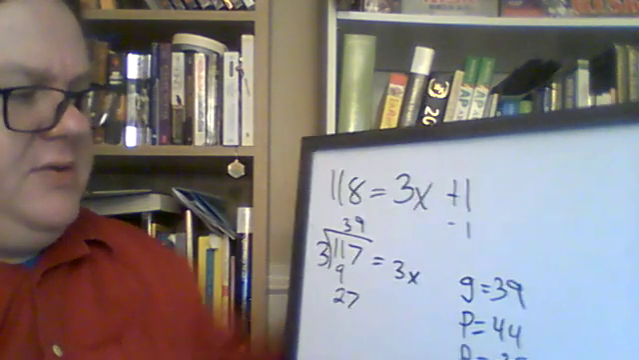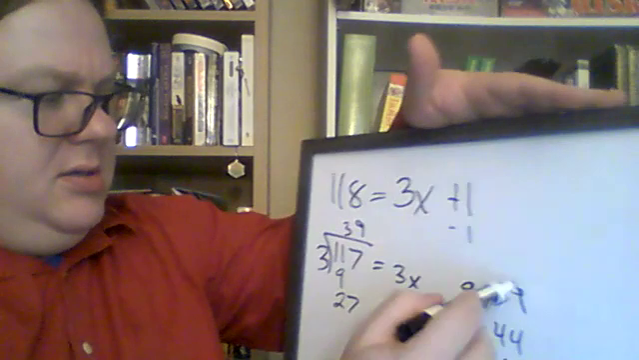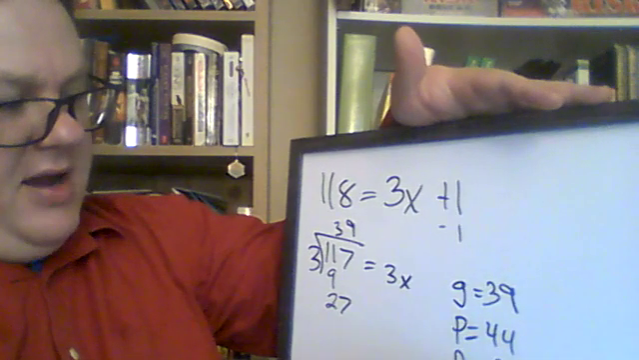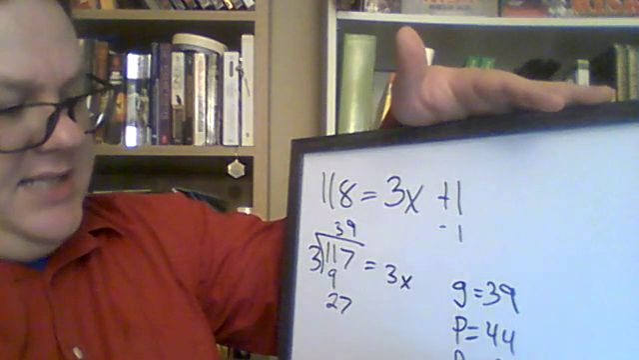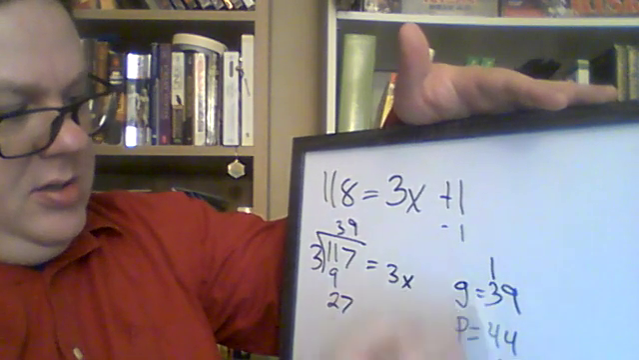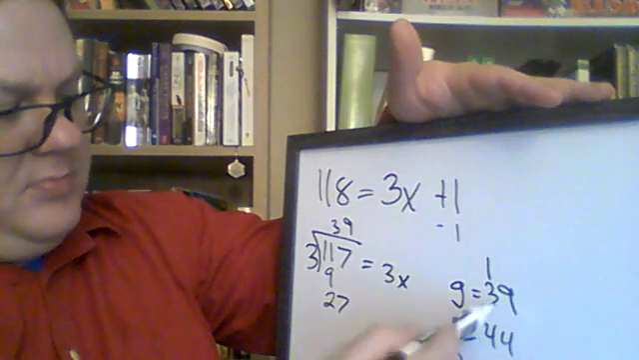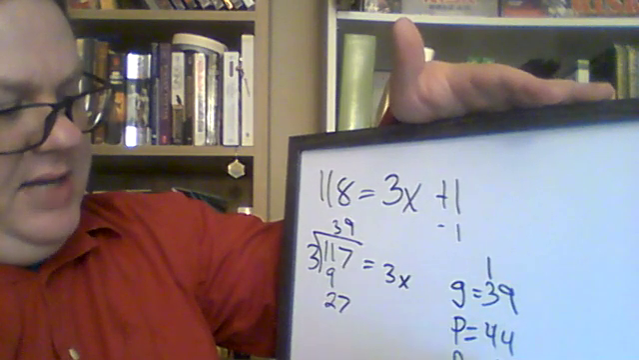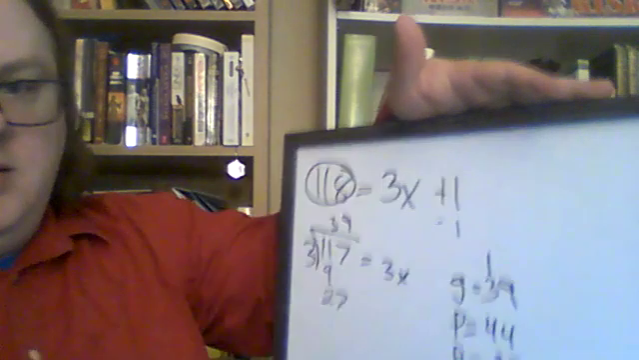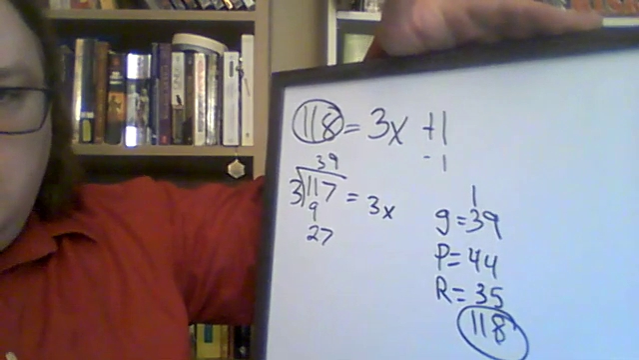And now if we add those together, 4 plus 5 is 9. 9 plus 9 is 18. 3 plus 1 is 4. 4 plus 4 is 8. 8 plus 3 is 11. 118. Looks like we're good.